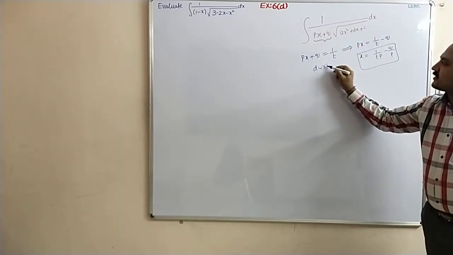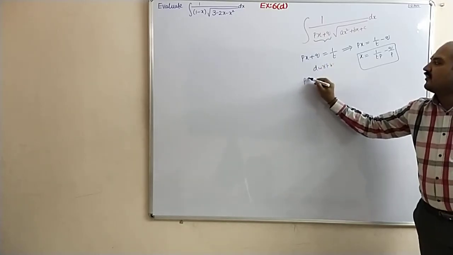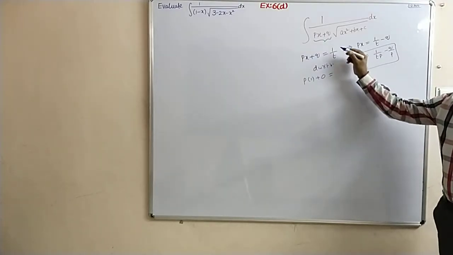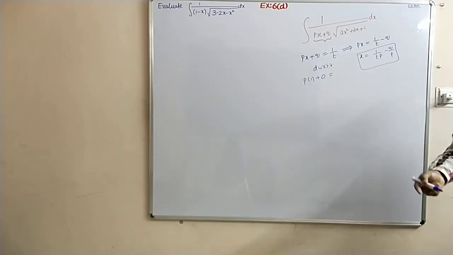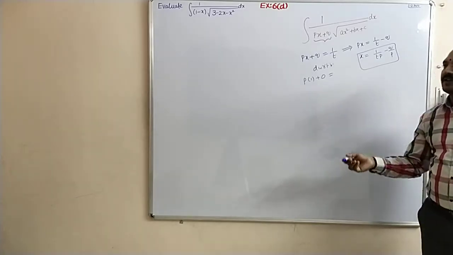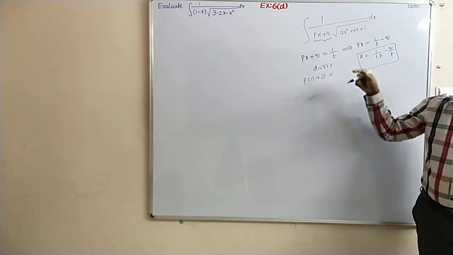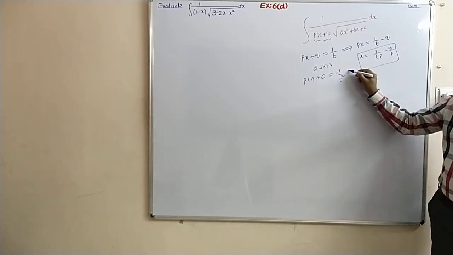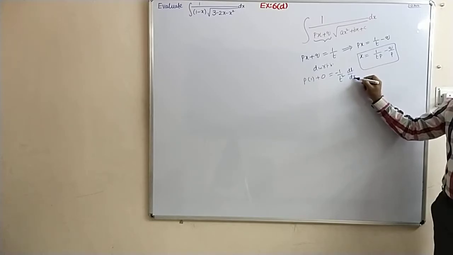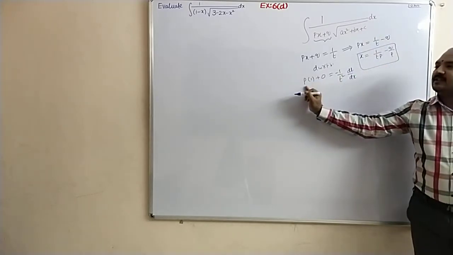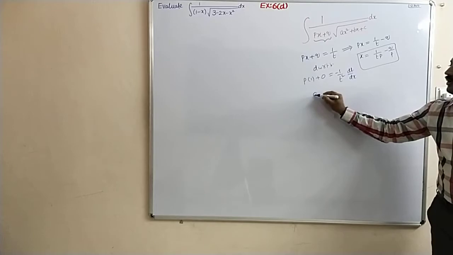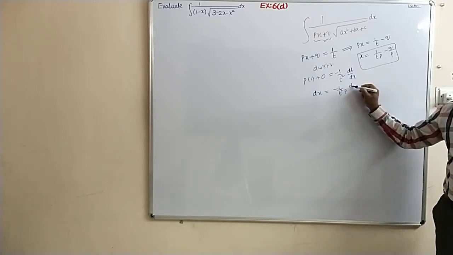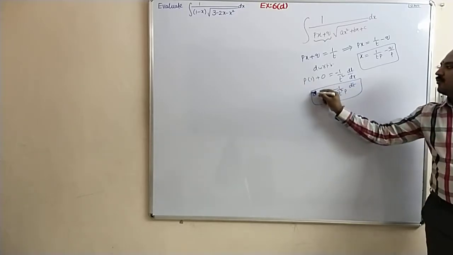Differentiate with respect to x. P into x derivative is 1 plus constant derivative q is equal to 0, and d by dx of 1 by t is in the form of d by dx of 1 by x. d by dx of 1 by x is minus 1 by x square. So d by dx of 1 by t is minus 1 by t square into dt by dx. But I want here only dx, no? So dx we can take this side and p value we are taking this side. dx equal to minus 1 by t square into p into dt. This is the value of dx.